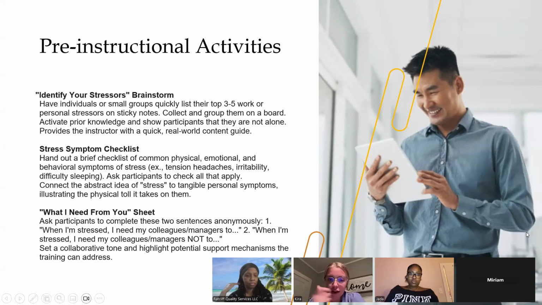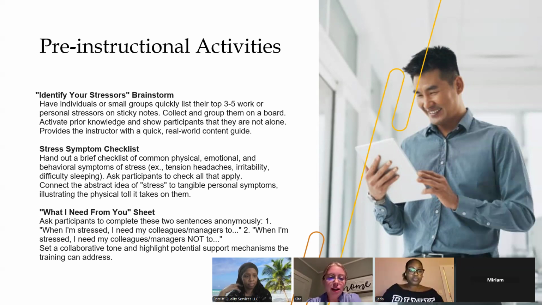So then you're going to collect them all and put them on a board and then activate prior knowledge and show participants that they are not alone because I'm sure a lot of people in the workplace have similar stressors. And then it provides the instructor with a quick real world content guide.